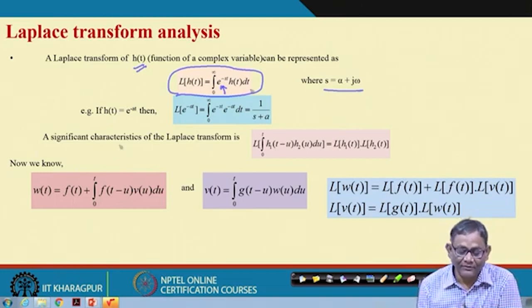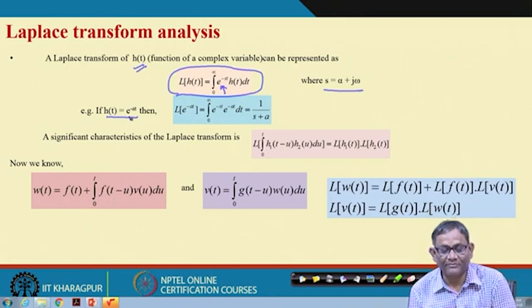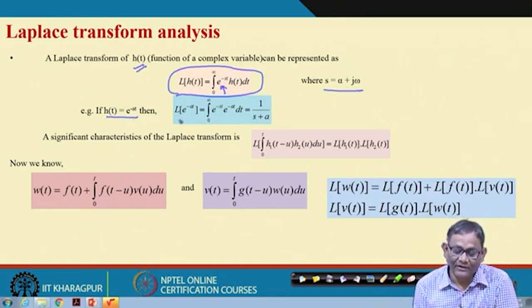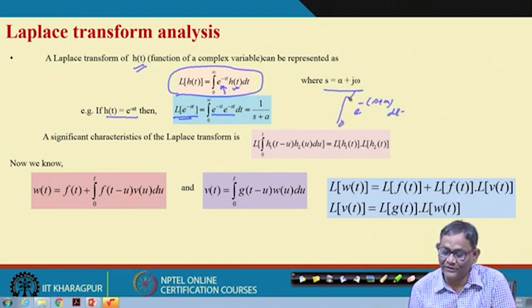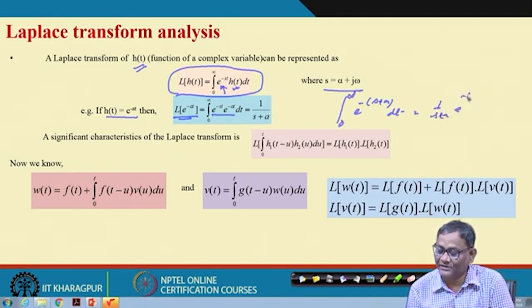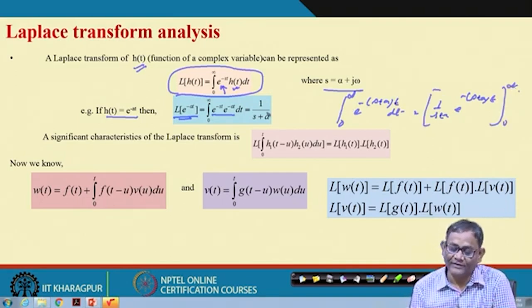So for example, if we consider that h(t) is e to the power minus a t, then the Laplace of e to the power minus a t, so you put h(t) here, the integral from 0 to infinity of e to the power minus s t and e to the power minus a t dt. Because these are all exponential, this will be e to the power minus (s plus a) t, and then dt integration from 0 to infinity. So what will happen? Its integration will be 1 by s plus a, with e to the power minus (s plus a) into t, and ultimately you put the limits 0 to infinity, and finally you get this equation.